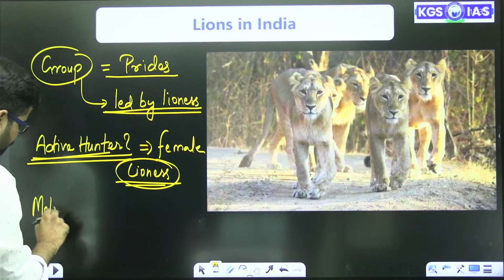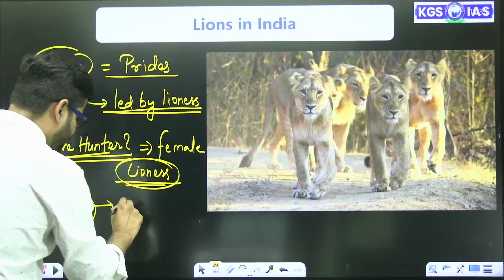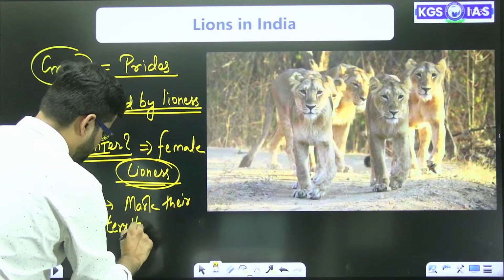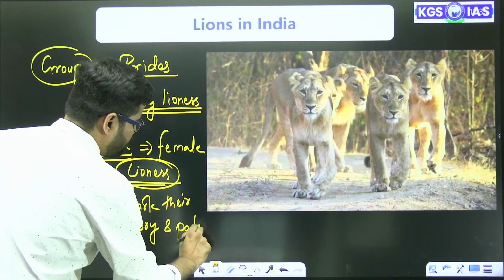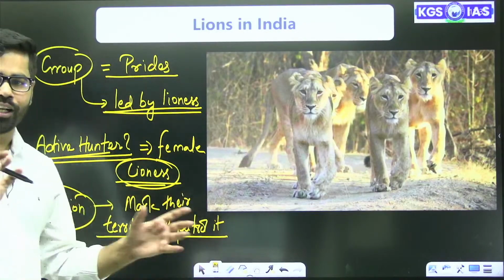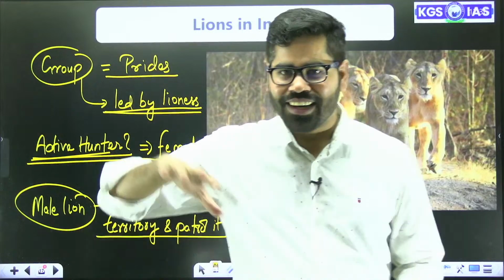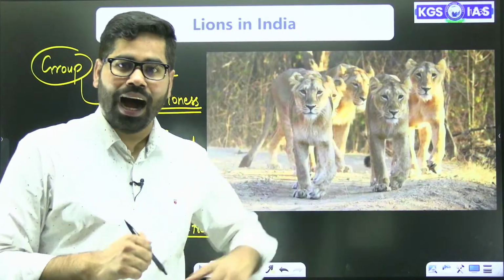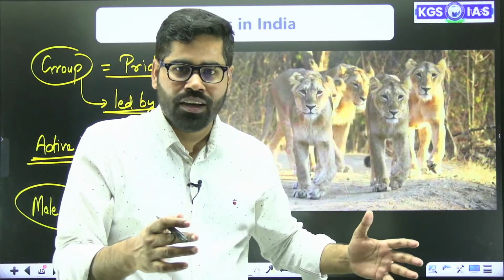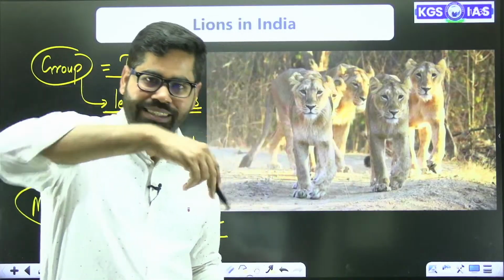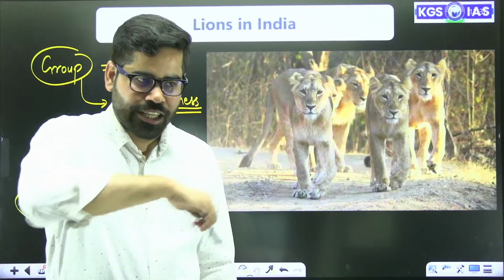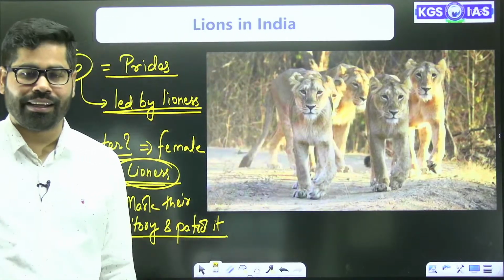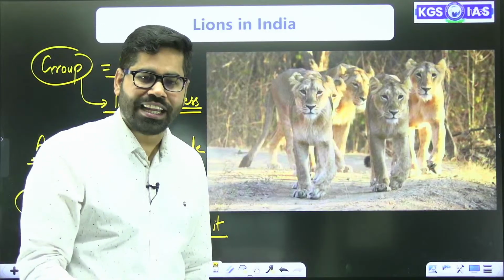Now the male lion, they mark their territory and patrol it. So they are basically border control. They are just looking at the border areas of their kingdom. They are called the king of the forest, but they are living in the grasslands. The male lion, which is the bulky and more powerful one, is just guarding the territory and patrolling over the areas, whereas the hunting work is done mostly by the female lions. Okay. So that is one thing which we see in case of the lions.